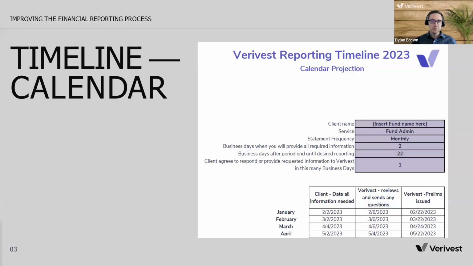As Nicole mentioned, many of you have probably had a discussion about timelines, but if not, up on this slide here is what you can expect at the end of your discussion. Here we'll show a couple of key input items that we talk about and an output table at the bottom showing three key highlights: when we need information, when Verivest is going to get back to you, and when you can expect us to deliver preliminary reporting.